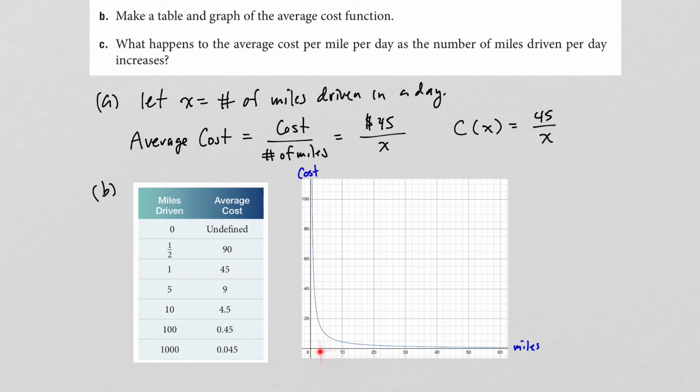But if you don't drive that many miles, you see that your average cost per mile is actually really high. So it wouldn't make any sense to rent a car with unlimited mileage unless you were planning on driving lots of miles. And I think I've already answered the question for part C as well.